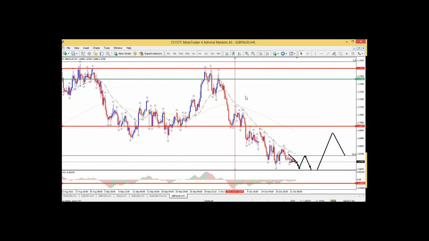We know that this down move here was wave 1 on the 15 and 1 hour chart, right? This was wave 2, where I have the second vertical line. And look at wave 3.